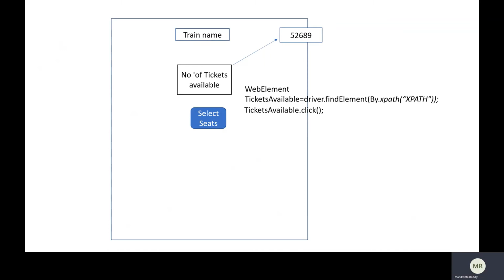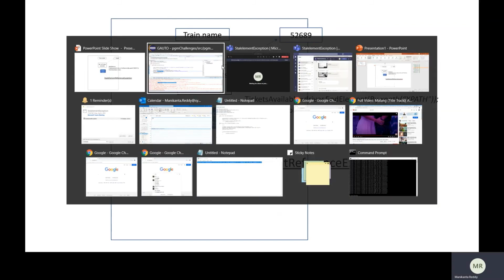So when it performs any operation, it's actually looking for the element which has the old ID, and it's never going to find that because this element is already refreshed. So at that point of time, you will get the stale element reference exception. Stale element means the element is expired. So the name itself suggests the element is expired. So now I am going to tell you how to resolve this issue.